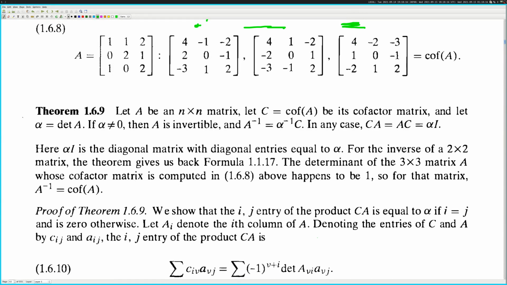For the inverse of a 2 by 2 matrix, this theorem gives us back formula 1.1.17. The determinant of the 3 by 3 matrix A, whose cofactor matrix is computed in 1.6.8 above, happens to be 1, so for that matrix, alpha inverse is equal to the cofactor of A.